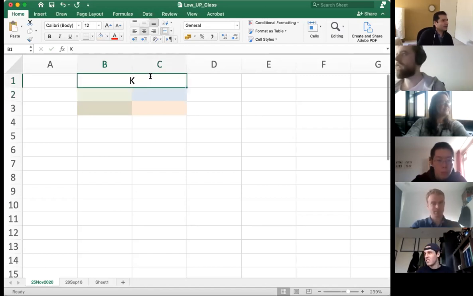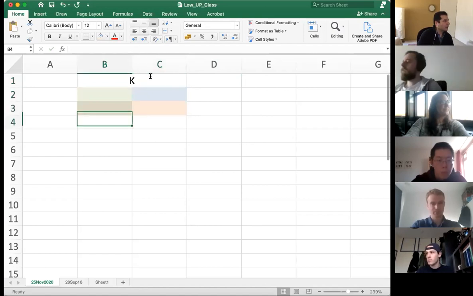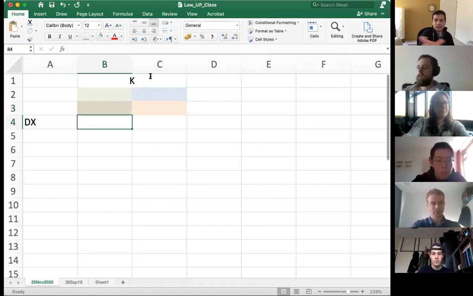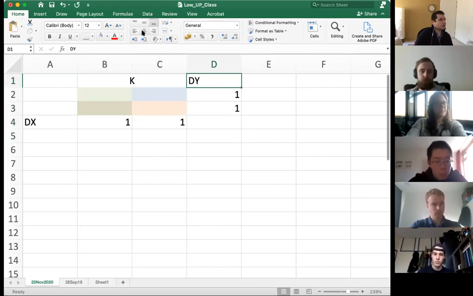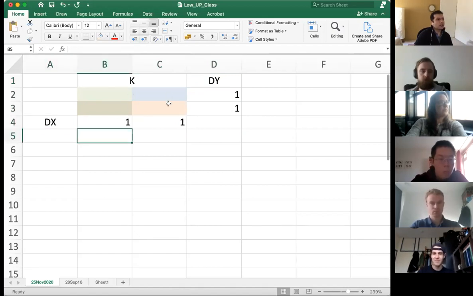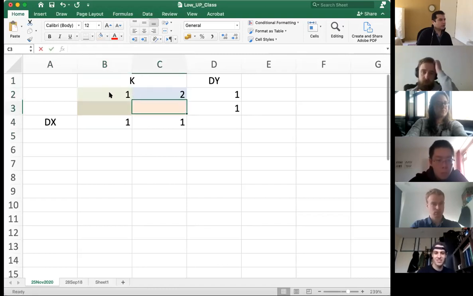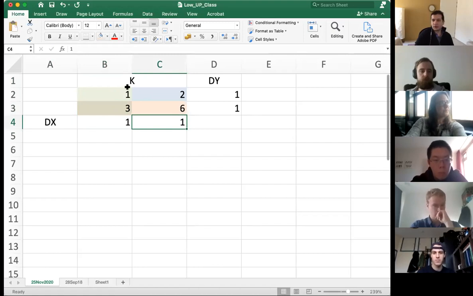So this is the permeability I'm going to show to you all. And then here is delta X, which is the horizontal extension of each layer. Let's assume all of them are 1 meter, but you can change it later. Let's put delta Y, and assume that delta Y is also equal. I'm going to center this so that it's all clear. I'm going to write some permeability values here, like 1, 2, 3, 6. It's very much random at this point. We are going to change these values and see what happens.